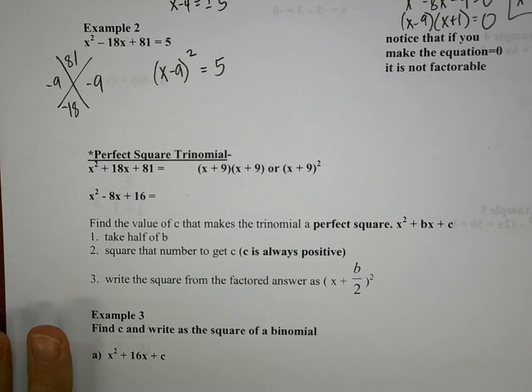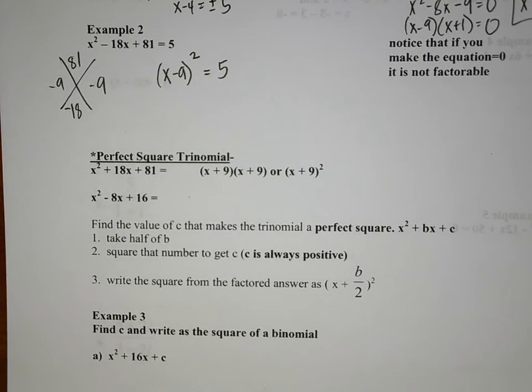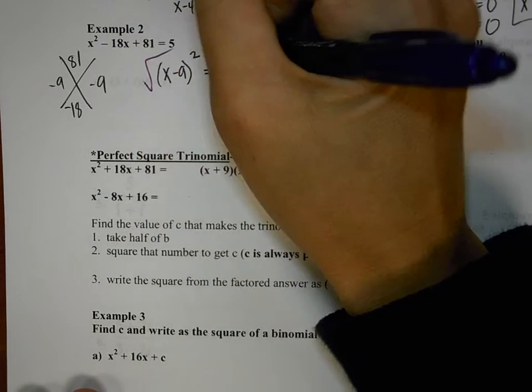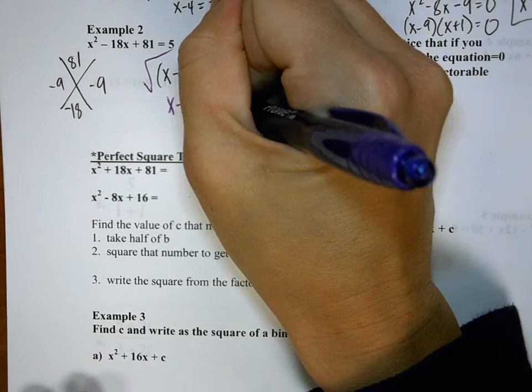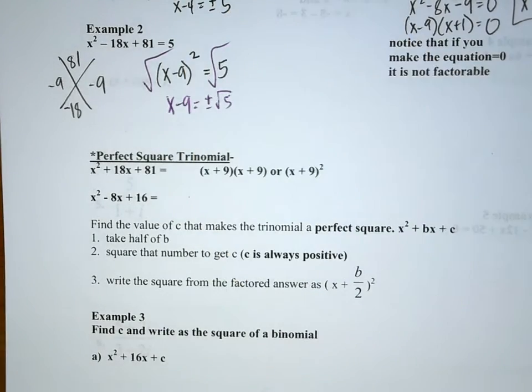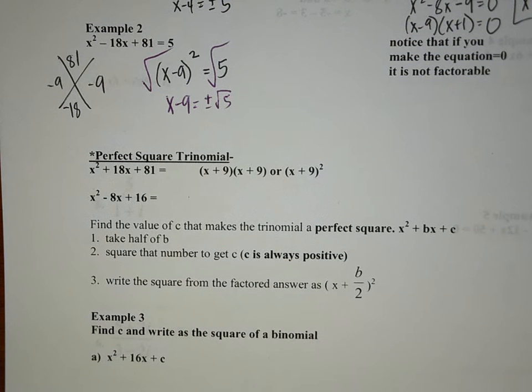And what would you do in order to get the squares by itself? So we just square root of both sides. Anytime we take the square root, our answer becomes what? And I can't reduce root 5, can I? So what am I going to do now?